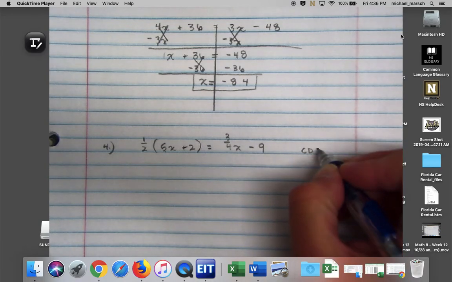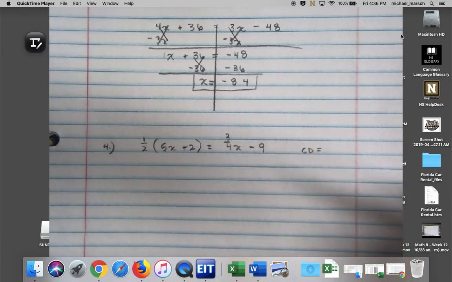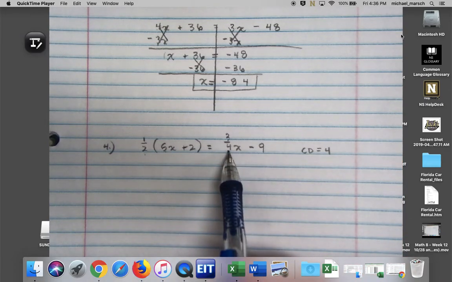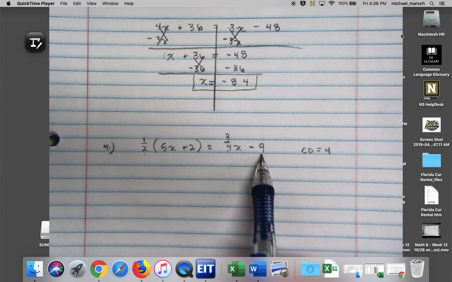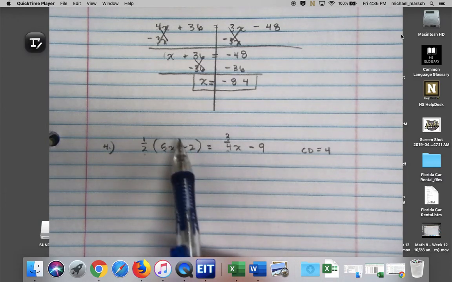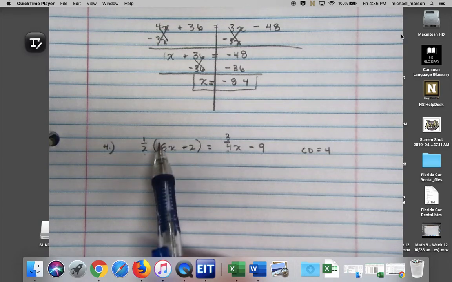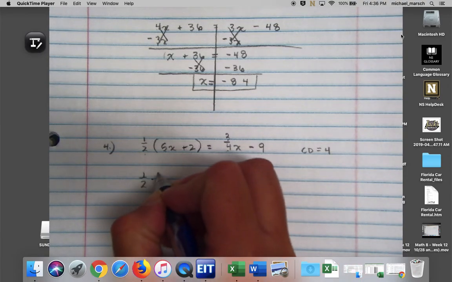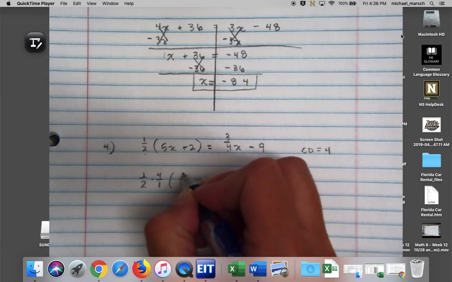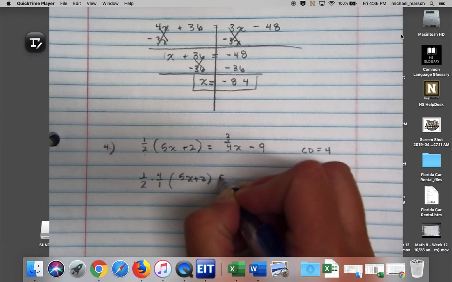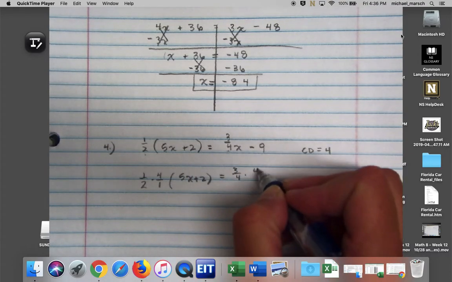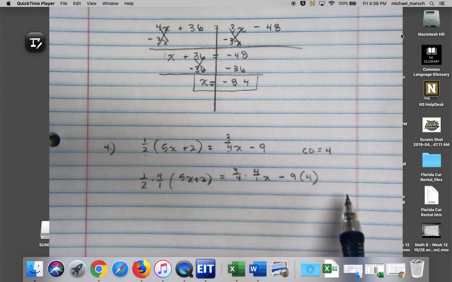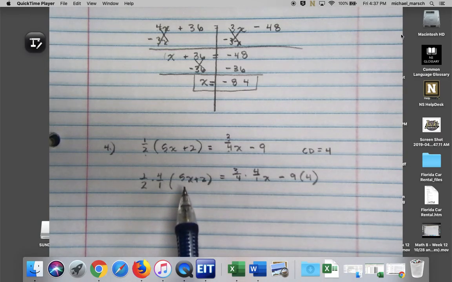right? So sometimes your common denominator for 2 of the numbers will be one of them. So I'm going to multiply the 1/2 times the 4, the 3/4 times the 4, and the -9 times the 4. I cannot touch this in here. Again, think of this as like little imaginary shields, if you will. Okay, so I'm going to have 1/2 times 4/1 times the quantity 5x plus 2 equals 3/4 times 4/1 x minus 9 times 4. So everything got multiplied times 4 except what was inside the parentheses.